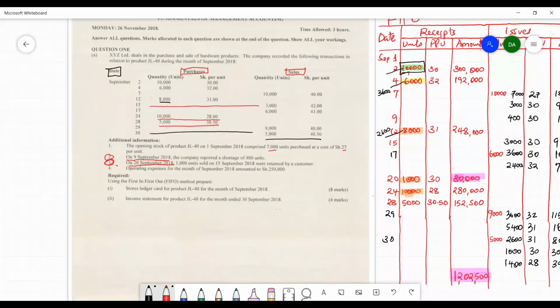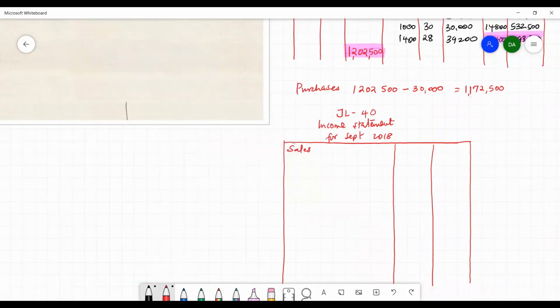The amounts sold were 10,000 multiplied by the price per unit, which is 40, plus 3,000 multiplied by 42, plus 6,000 multiplied by 41, plus 9,000 multiplied by 40, plus 5,000 multiplied by 40.5. The total is 1,334,500. That is the total sales for that period. Now we start with the sales, which is 1,334,500.